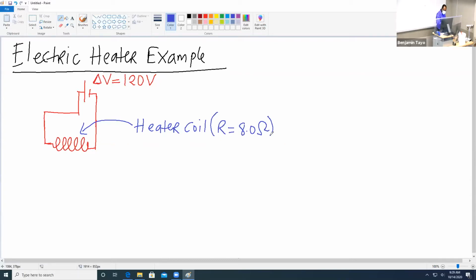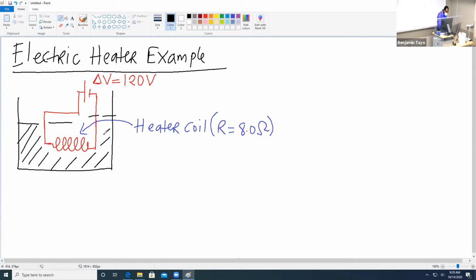And now I'm going to take this coil and fill this with water. So there's water here. So I have water in here. I'm going to assume that we have 2 kilograms of water. Now, let's say originally the water was at a temperature of 20 degrees Celsius.